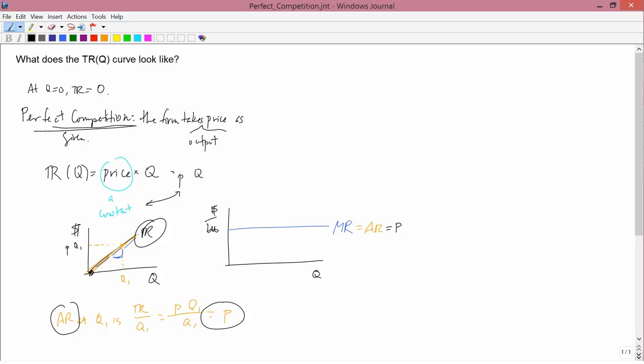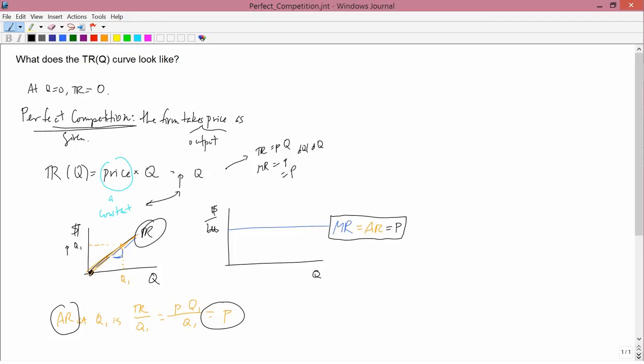Those of you who know calculus can figure that out in the following way. Total revenue is P times Q. Differentiate both sides. The derivative of the left-hand side is marginal revenue. The derivative of the right-hand side is the derivative of P times Q, where P is a constant, and it's dQ by dQ, which is 1, so marginal revenue is just equal to price. I won't ask you about calculus on an exam, so if you didn't understand that, don't worry about it, because you can already see in the other way I proved it that marginal revenue equals average revenue, and that equals price. So this is a fundamental concept for a perfectly competitive firm.